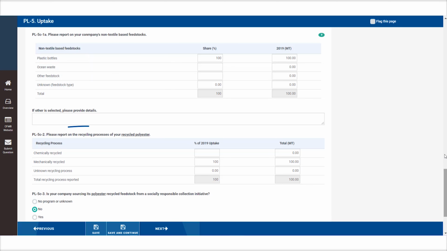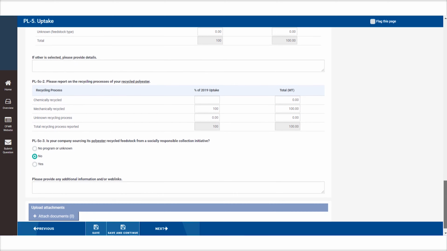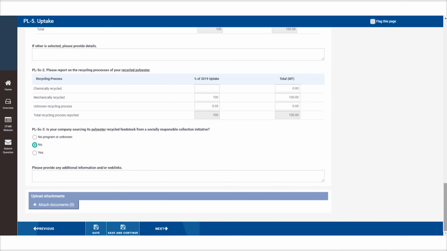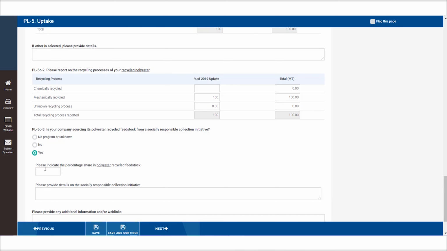Next, we ask you to please report on the portion of that recycled material which is chemically recycled, mechanically recycled, or if you're not sure of the recycling process. Lastly, please indicate if any of the recycled feedstock for this material type was sourced from a socially responsible collection initiative, such as First Mile, Plastics for Change, or another initiative which may have robust social credentials or fair trade certification.